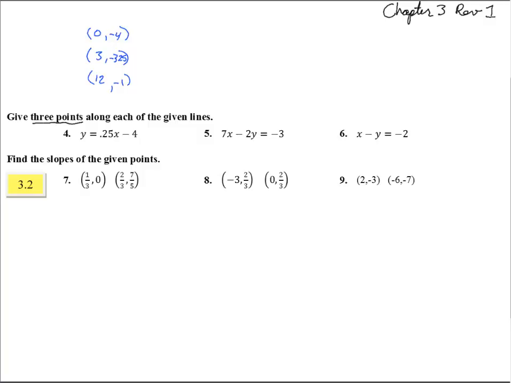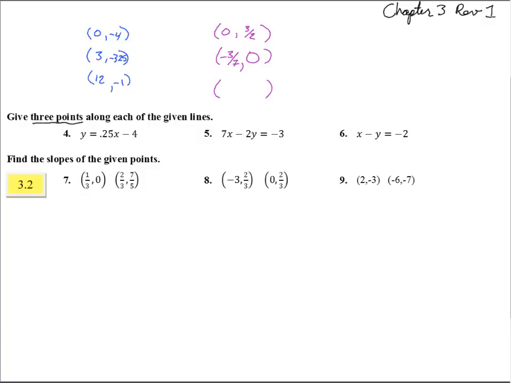Number 5. So here we have 7x minus 2y equals -3. I'm going to do the y-intercept because it's easy. Stick in a 0 there, and I get -2y equals -3. Divide by -2, and I get 3/2. Now, because it's an easy one to solve for, I'm going to stick 0 here. That's gone. And I have 7x equals -3. Divide by 7, and I get -3/7. Good. Now we just have to get one more.